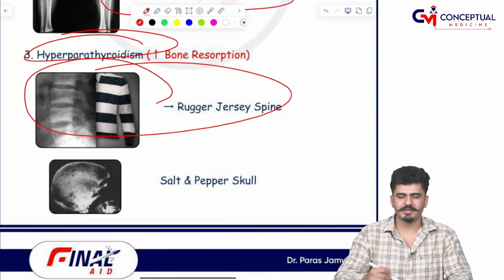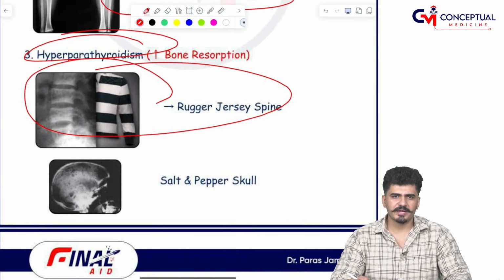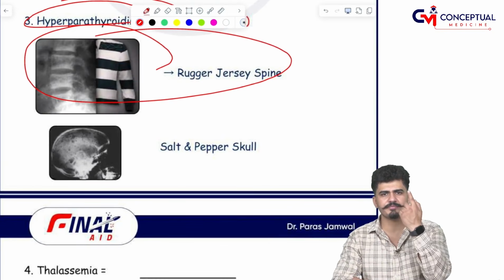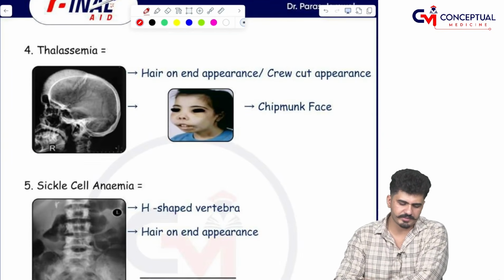Hyperparathyroidism, rugger jersey spine we were talking about, sir. In hyperparathyroidism, where calcium resorption is happening, serum calcium levels are increased. Salt and pepper appearance will also be seen, sir. In the fingers there is going to be the brown tumor, sir.